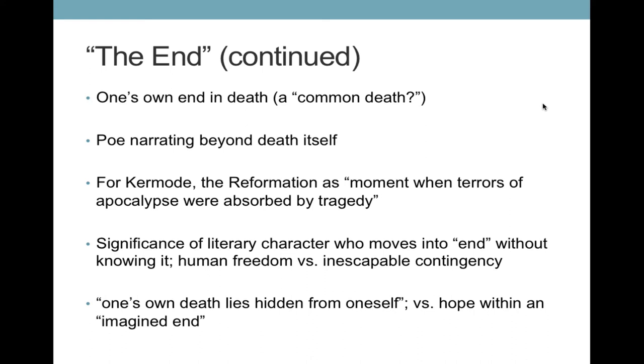So, for instance, what is the significance of a literary character who moves towards an end without knowing it? How do we think through that tragic moment where the character turns towards an end? And how does it redefine our own sense of human freedom versus the kind of inescapable contingency of life, that we are dependent on causes that we have no control over, perhaps, in the end? And how does tragedy reflect that sense of being contingent upon those causes?